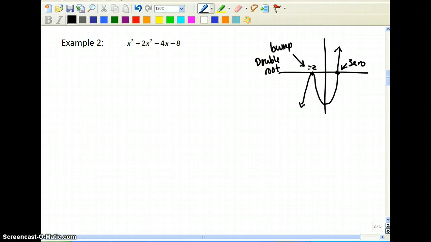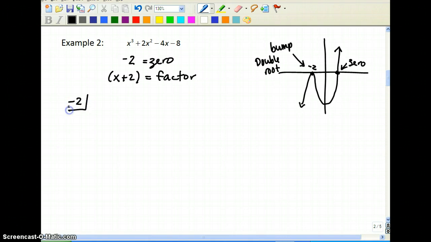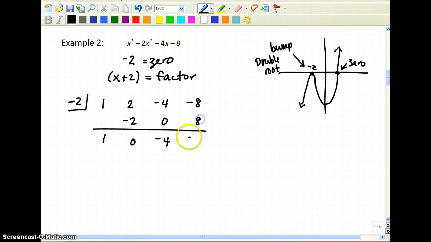So I'm going to go to the table and look at -2 and see if that's a 0. And sure enough, at -2, there's a 0 in my table of values. So I know that -2 is a 0. So x plus 2 would be my factor. So I should be able to put -2 in, and it should work. Whoops. -4 plus 0 is -4. Now you should catch any mistakes you make because you have to get a remainder of 0.